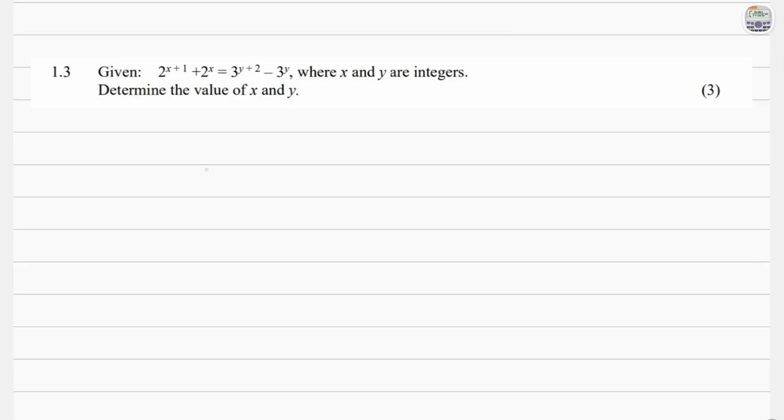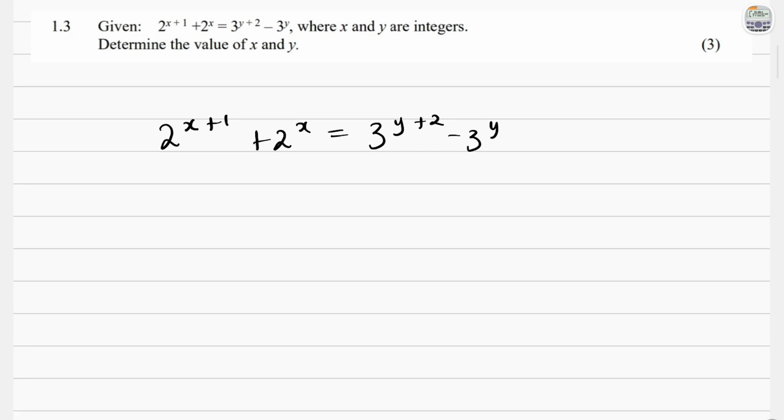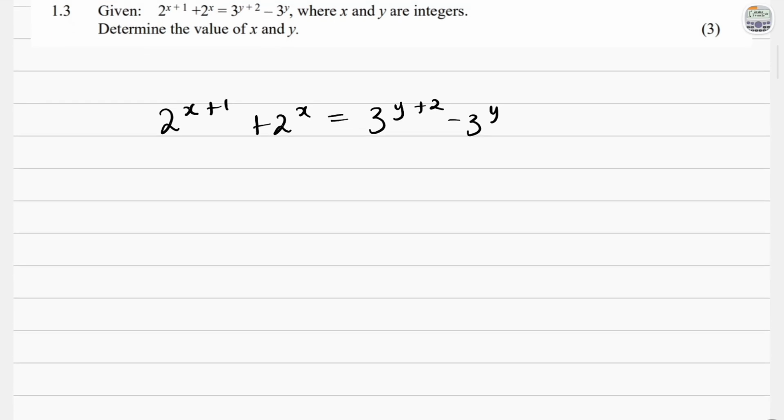Question 1.3 says 2 to the power of x plus 1 plus 2 to the power of x is equal to 3 to the power of y plus 2 minus 3 to the power of y, where x and y are integers. Determine the value of x and y. Okay, they both have repetition. So we have 2 to the power of x here, 2 to the power of x, 3 to the power of y, and 3 to the power of y. So you can separate them first to better understand it.